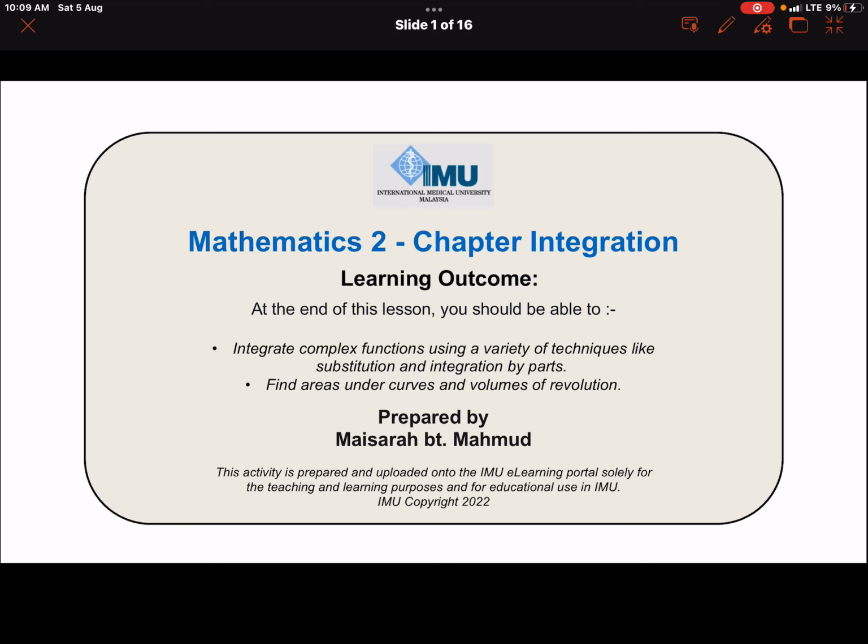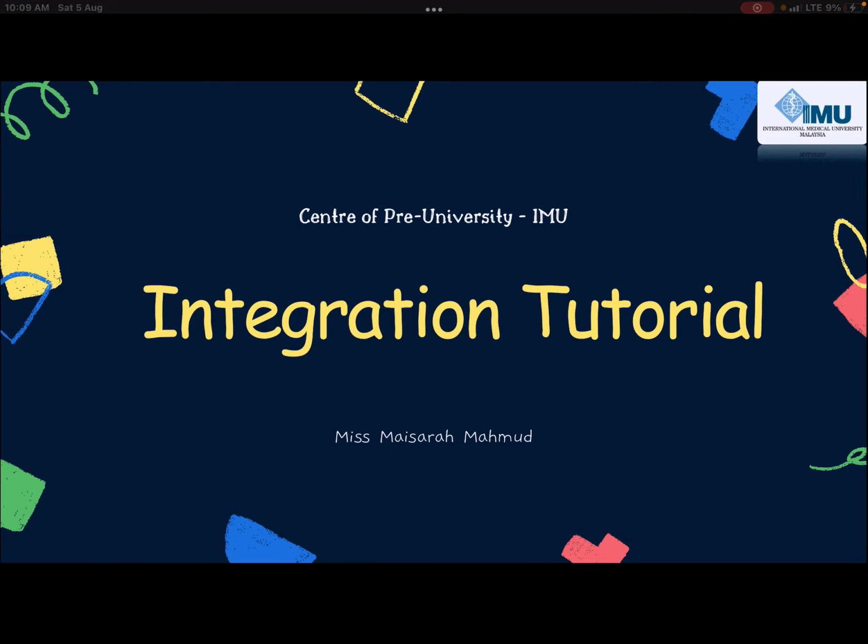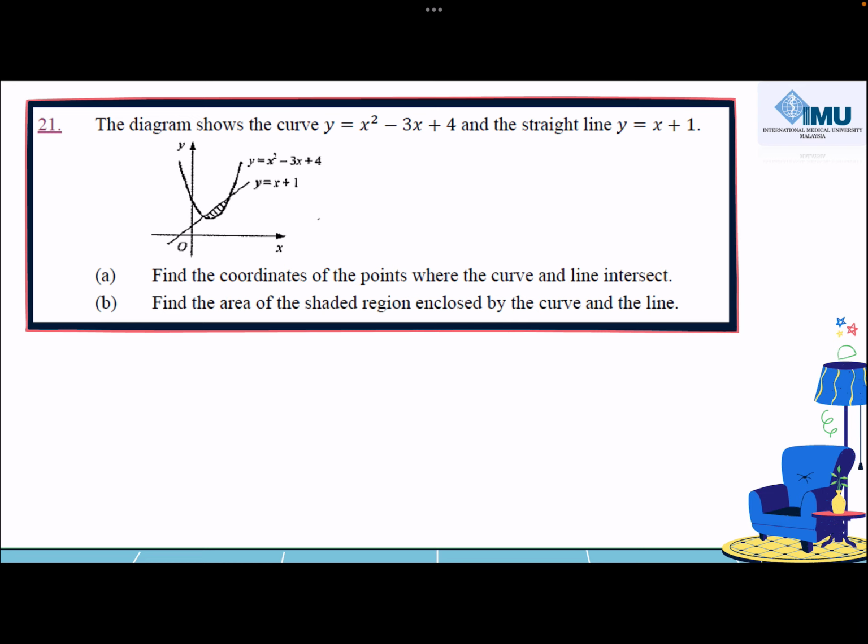Mathematics 2, Chapter Integration. Tutorial Question 21. The diagram shows the curve y equals x squared minus 3x plus 4 and a straight line y equals x plus 1. A. Find the coordinate of the point where the curve and the line intersect.